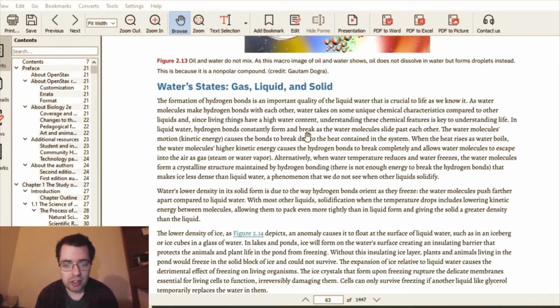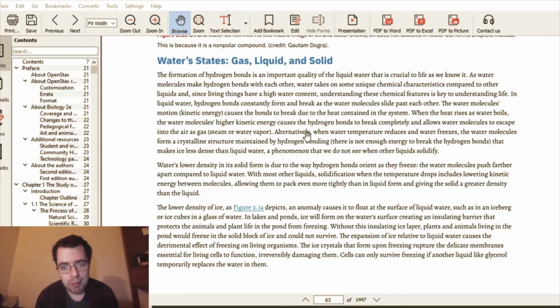Water states are gas, liquid, and solid, and another reason why water is so valuable to life is because it can enter those states pretty easily in nature and in a lab. The formation of hydrogen bonds is an important quality of liquid water that is crucial to life as we know it. As water molecules make hydrogen bonds with each other, water takes on some unique chemical characteristics compared to other liquids, and since living things have a high water content, understanding these chemical features is key to understanding life.